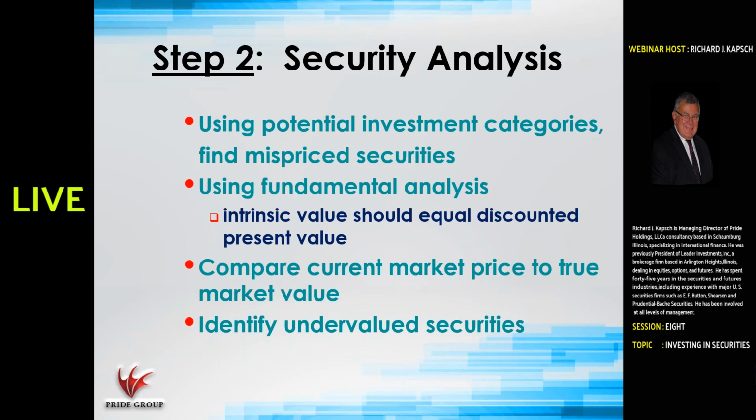And then what we want to do is identify undervalued securities. These would be securities where the current market price is well below or somewhat below what we consider the true value, and this we would consider to be an undervalued security. Now this is the process that Warren Buffett goes through in his investing. He's probably one of the most famous investors in the world, and he's been extremely successful over a long period of time. And his main goal is to look for these undervalued securities.